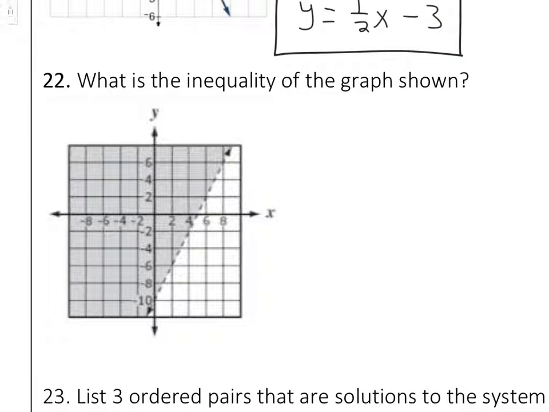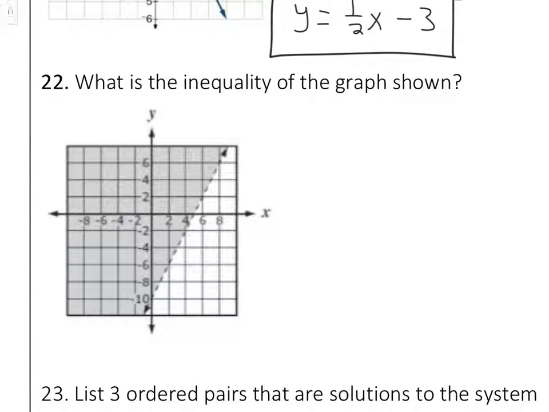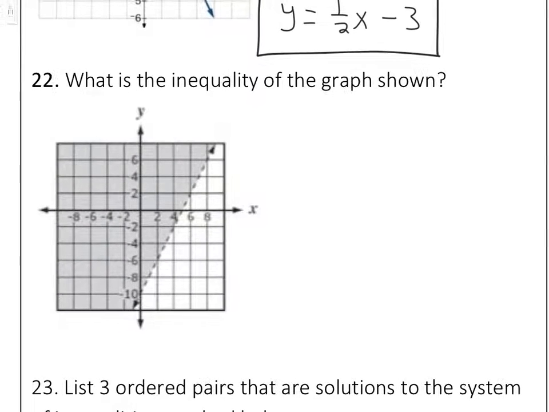All right, it is a little blurry, okay? But on your papers, you might be able to see a little better than on the screen. Okay, so what is the inequality of the graph shown? Same thing as in writing an equation from a regular line. We need to find the y-intercept. So let's go ahead and I'm going to use green here. Let's go ahead and find the y-intercept. The y-intercept here is going to be -10.